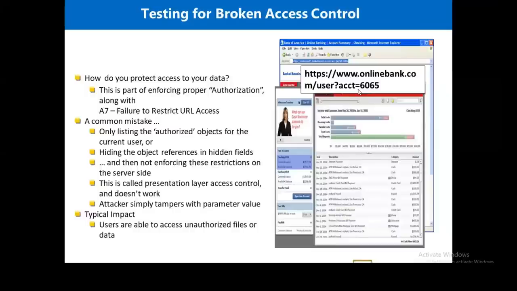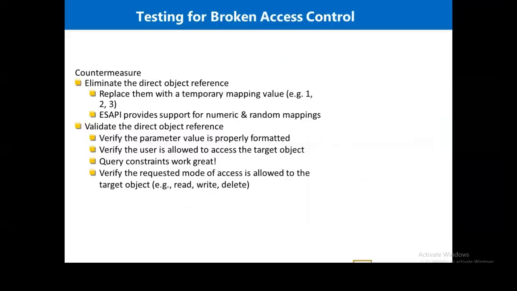So for you to ensure broken access control, you must make sure that you have authorization. For example, in this screenshot on the page, if perchance I'm a customer, this is my account number. If I come to this URL and I give my account number, if I change it to a random account number, and I can see the details of some other person's account, that means the identification, the access control is not well defined.